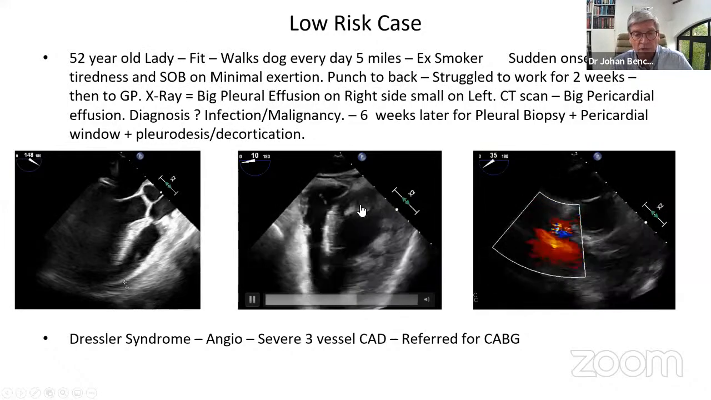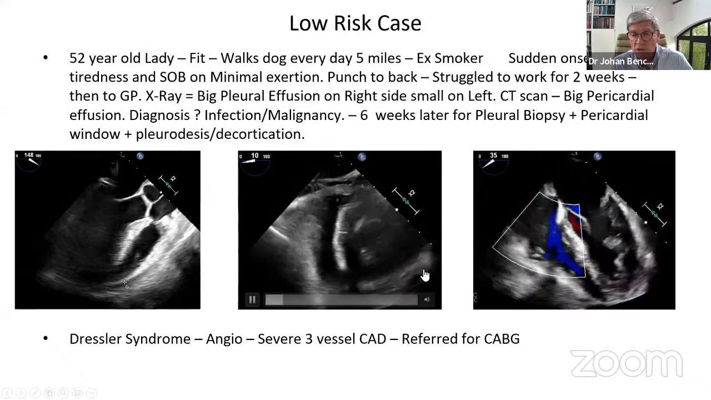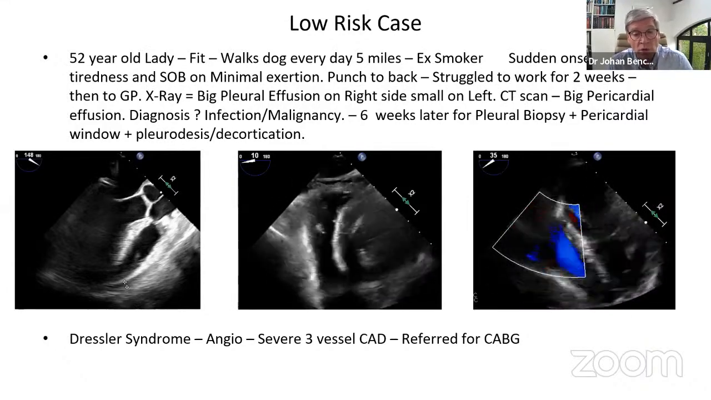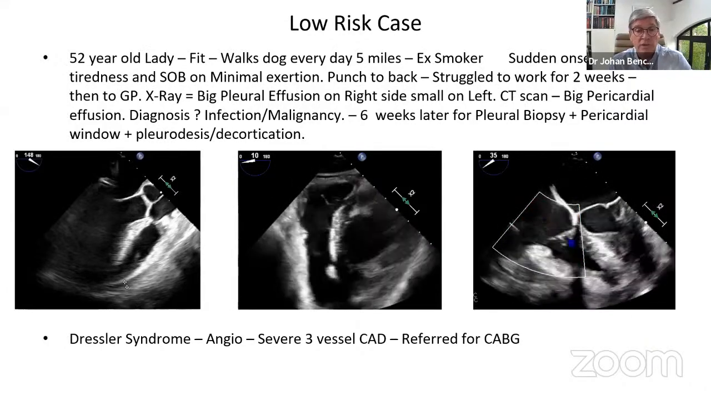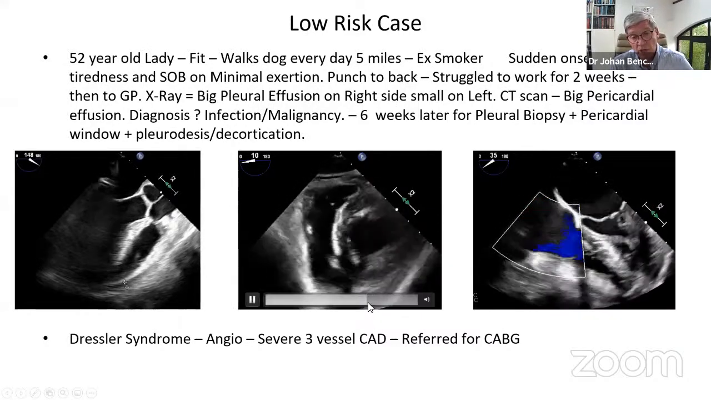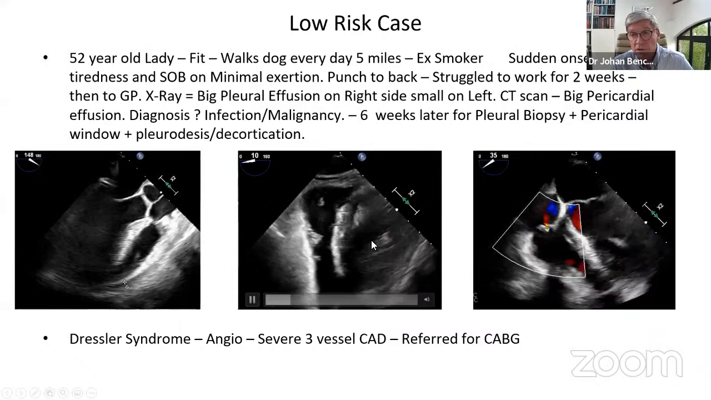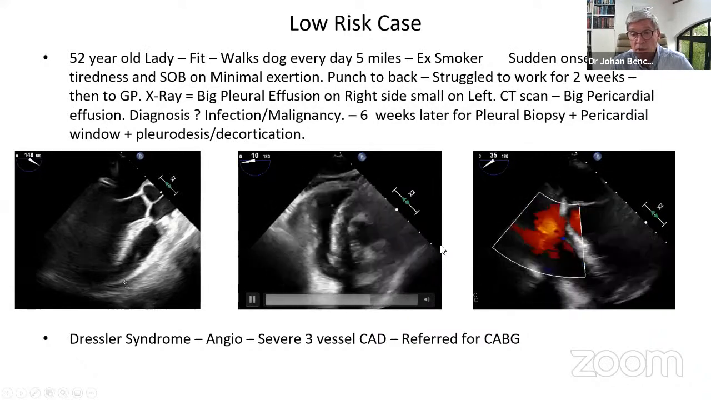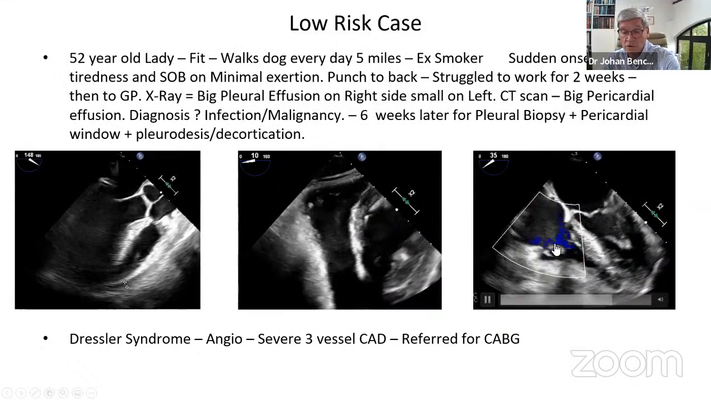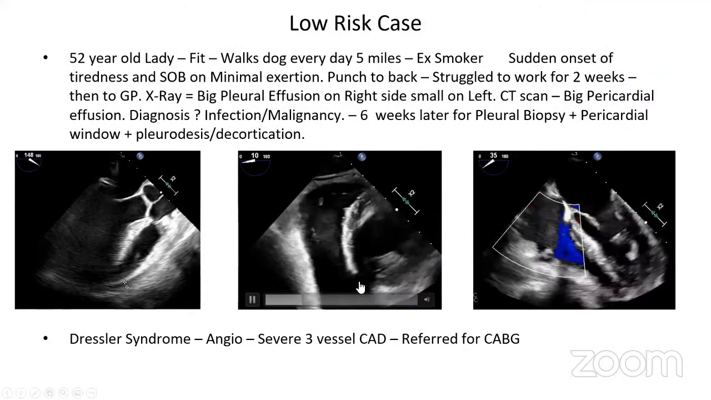So this was a complete misdiagnosis of this patient. Instead of having an infection or some malignancy, the punch in the back was actually an MI that she had here in the septal area. And you can see the infarction in the infarcted area.